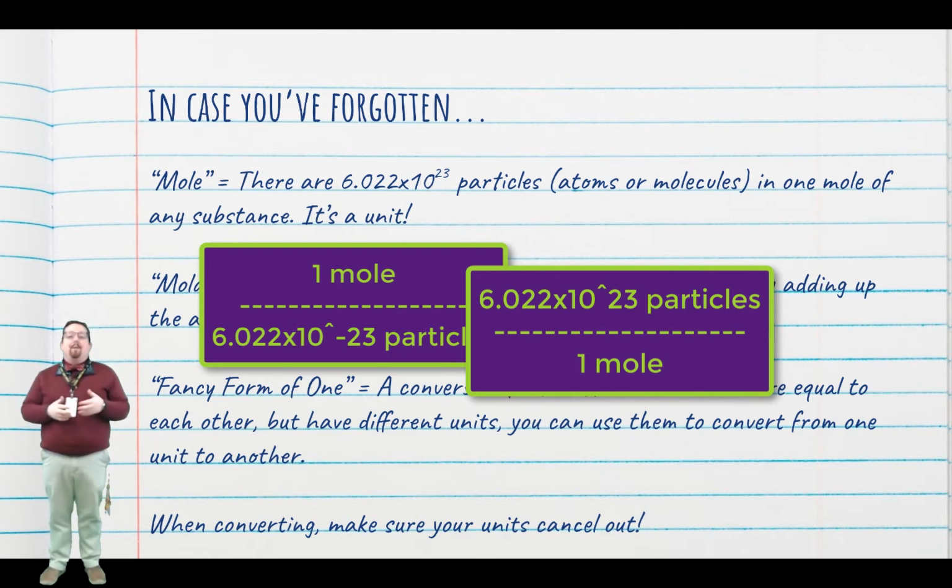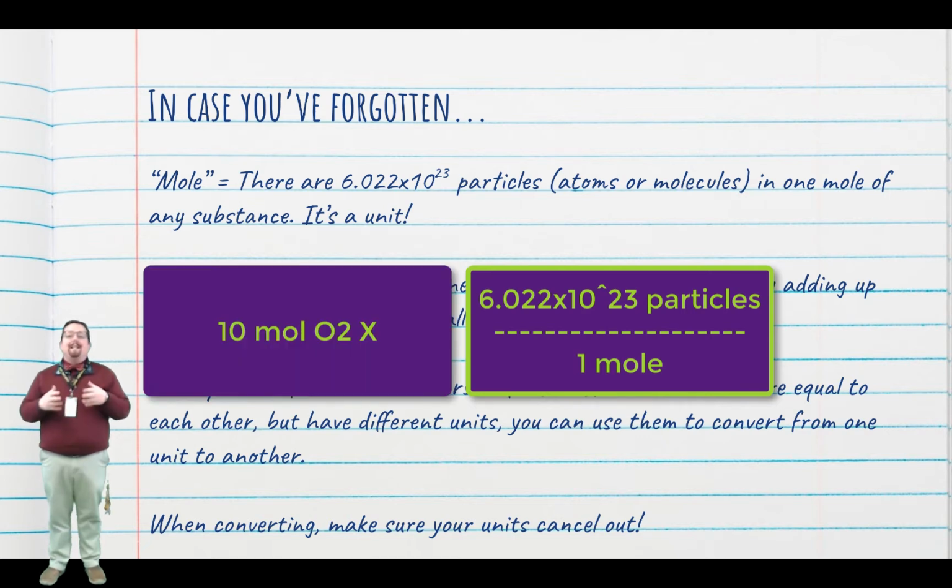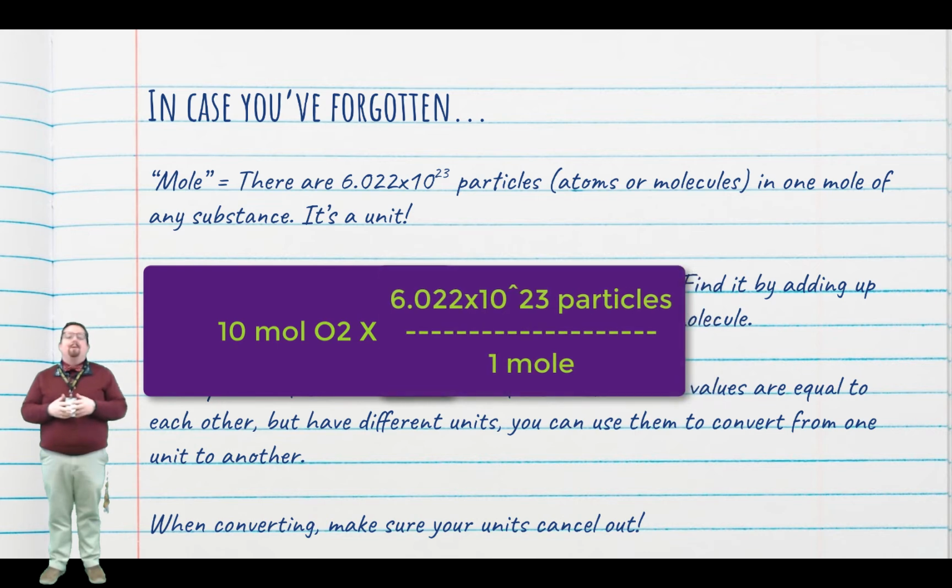Whichever unit we start with must be the unit on bottom in the fancy form of 1 so that we cancel out our units and convert to new ones. So if we know we had 10 moles of H2, we'd multiply that by 6.022 times 10 to the 23 particles over 1 mole, so that moles cancels out and we're left with particles. We won't use that conversion nearly as much as we will molar mass.